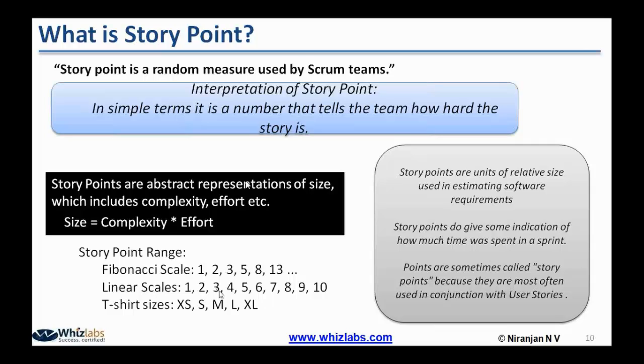Coming to the linear scale, here it is straightforward. Directly you have to estimate whether the user story is 1 point, 2 points, 3 points, 4 points, 5 points, like that. Okay, so this is very straightforward.